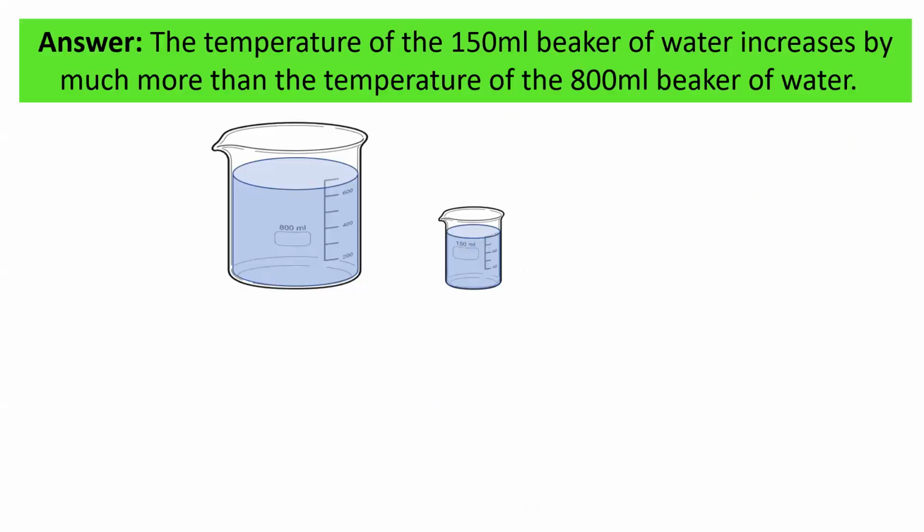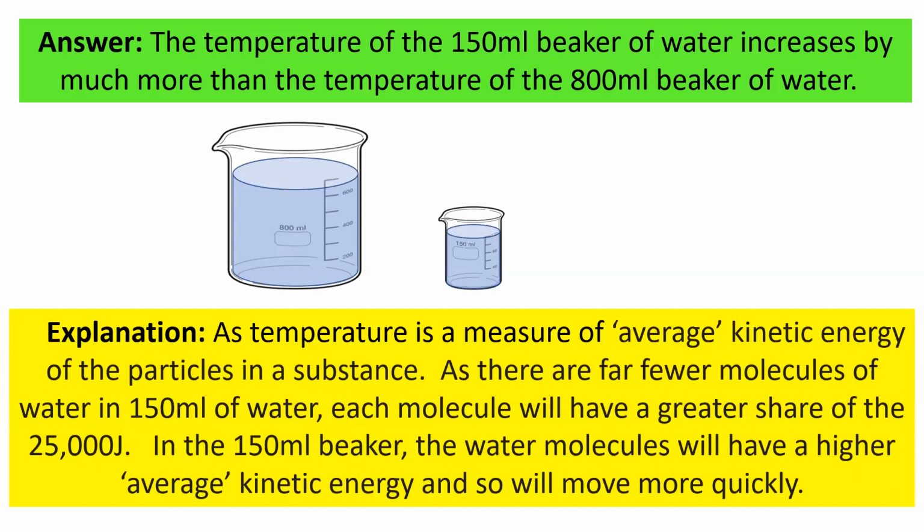Right, your answer should have been the temperature of the 150 milliliter beaker of water increases by much more than the temperature of the 800 milliliter beaker of water, which was option C. Now, your explanation for this should have been very similar to this.